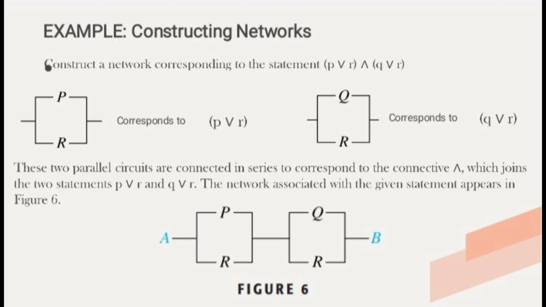The network associated with the given statement appears in figure 6. In figure 6, we can see that the two parallel circuits between A and B are connected, and the current in this network will flow from A to B whenever the statement (P or R) and (Q or R) is true.